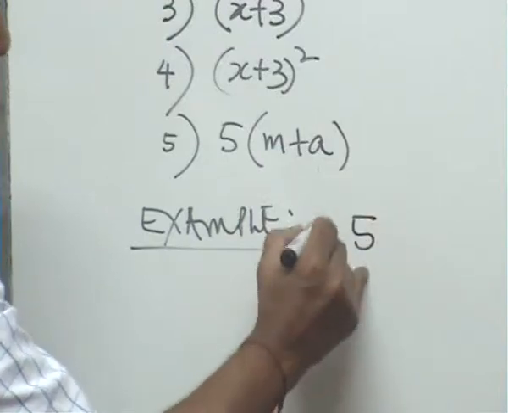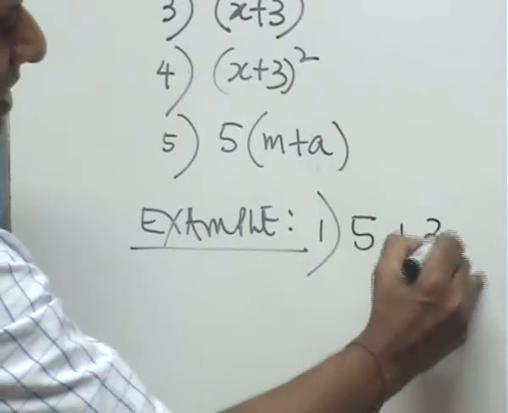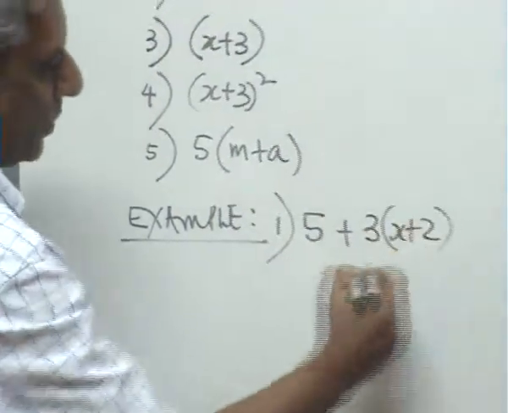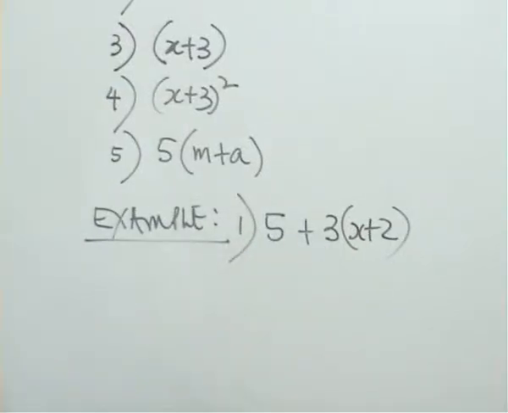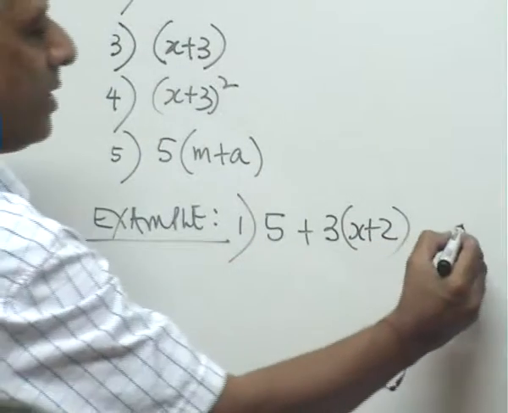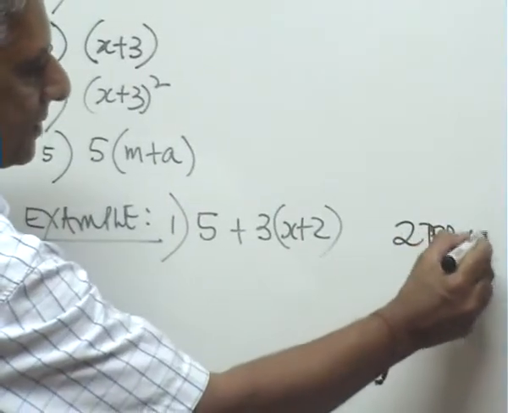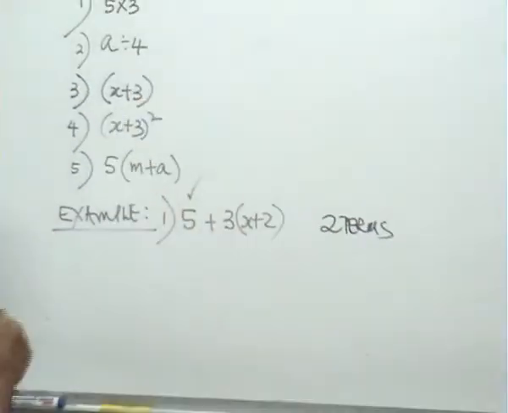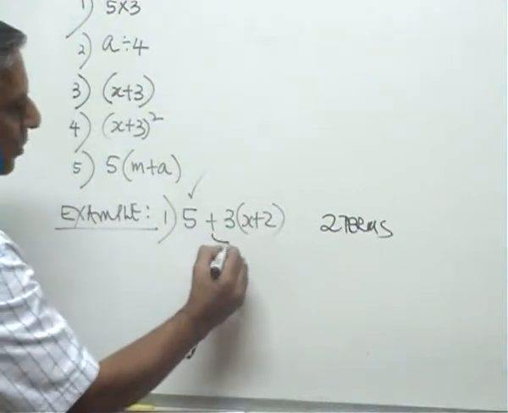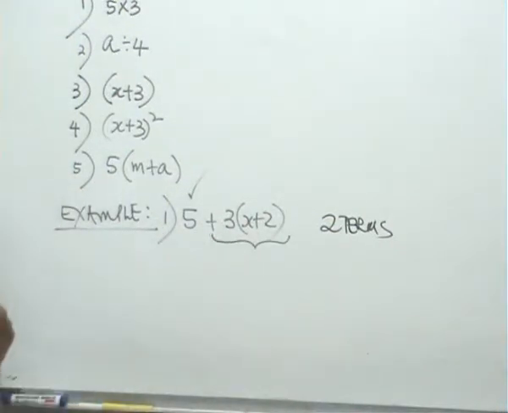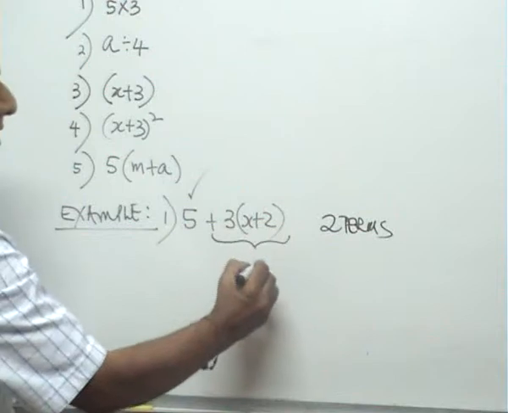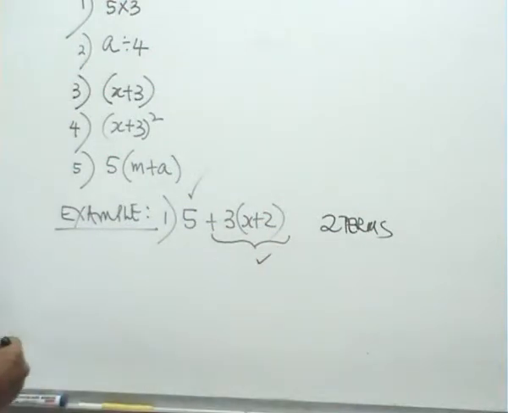If I had 5 plus 3 into x plus 2, and I asked you how many terms here, your answer is going to be 2 terms, because 5 is one term on its own, and then this whole thing is considered as one term, so that's the other term, and that's why we say 2 terms.